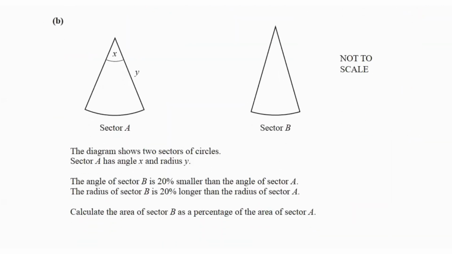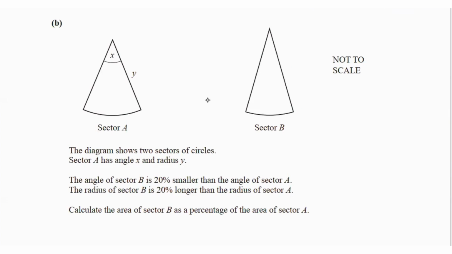Part B says the diagram shows two sectors of circles. Sector A has an angle of x and radius y. The angle of sector B is 20% smaller than the angle of sector A, and the radius of sector B is 20% longer than the radius of sector A. Calculate the area of sector B as a percentage of the area of sector A. So, if the radius of sector B is 20% longer than the radius of sector A, this is going to be 1.2y. Angle is 20% smaller, so that's going to be 0.8x.